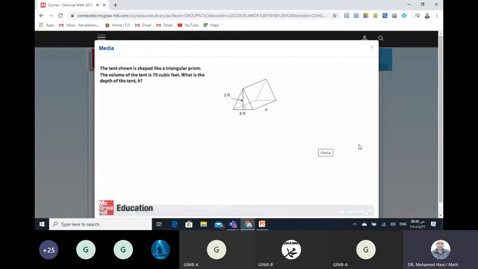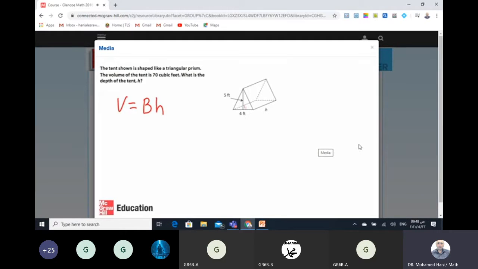The tent shown is shaped like a triangular prism. The volume of the tent is 70 cubic feet. What is the depth of the tent, h? The volume of a triangular prism is the area of the base times the height.